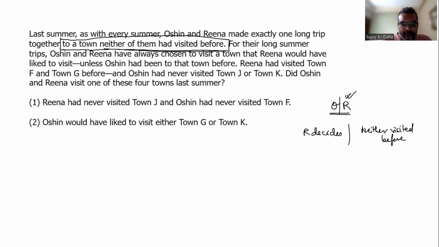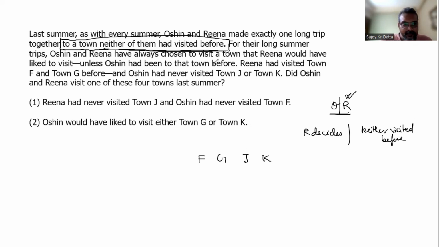Let's analyze the statements. It's saying that R had visited towns F and G. So we are looking at two towns, F and G. And then O had never visited town J or K. So basically there are four towns: F, G, J, K. The question is, did they visit one of these four towns? So we are just focusing on these four towns. Can you answer the question uniquely or not? That's the question.